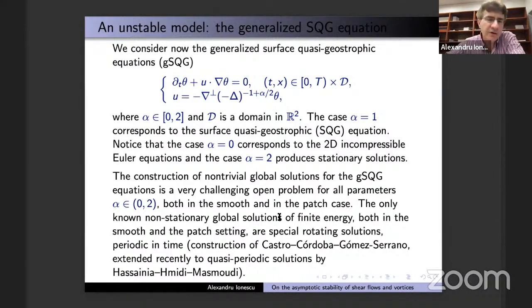It's not clear how to construct families of global solutions. Cordoba, Gomez-Serrano, and myself have a paper in which we construct a family of global solutions, but of infinite energy. Our hope was that we'd be able to use the mechanism of inviscid damping to solve this problem as well, to find some families of global solutions.